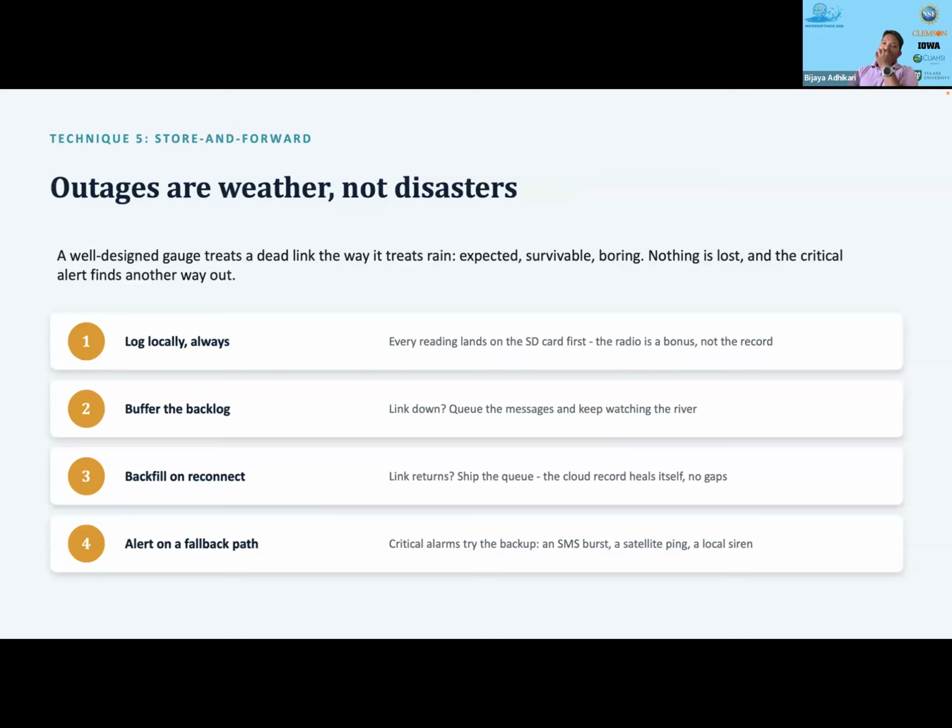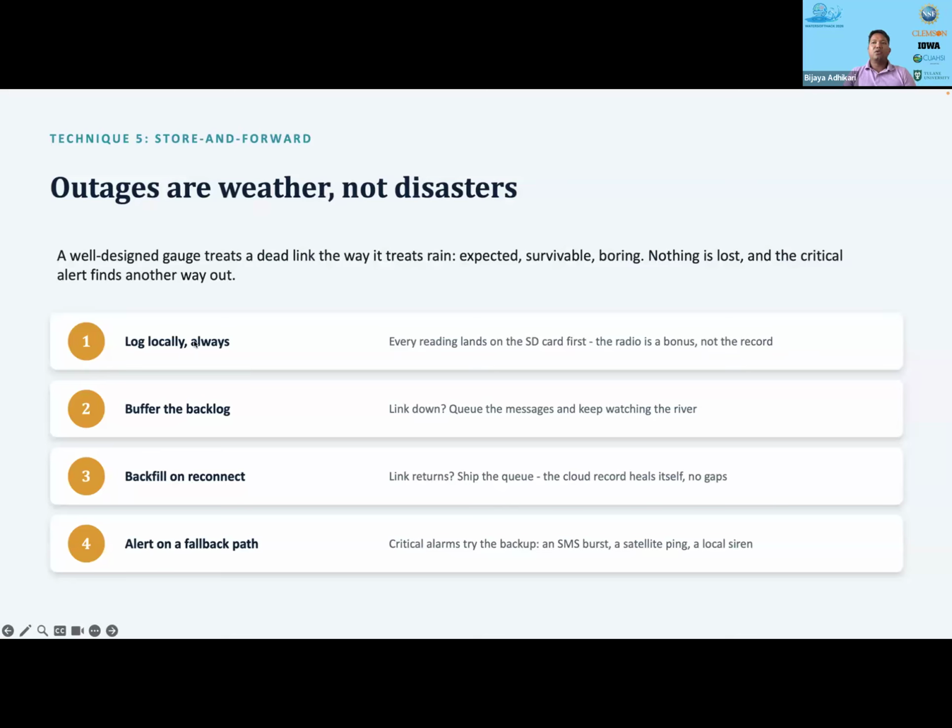Okay, so we should think of outages as routine weather and not disasters, right? In a sense, to make things more reliable for the edge devices. A well-designed gauge will treat a dead link as expected, right? So it will survive, and it will not lose things, and it will find a way to do some computing and then find a way to alert, right?